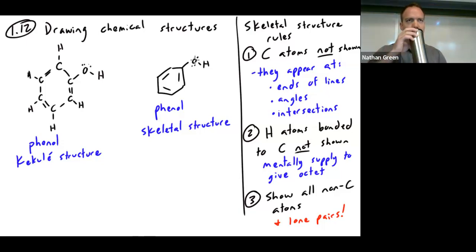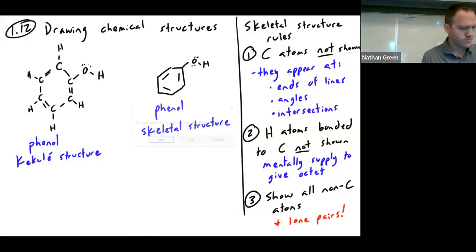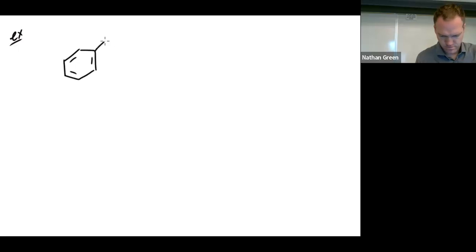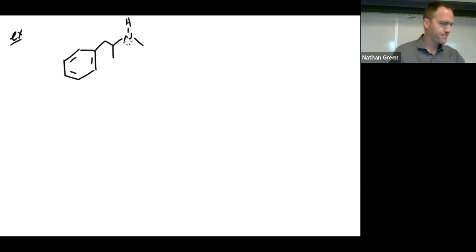I got 3 minutes. Let's do an example. I got to clear this screen. Is that okay? I have to draw the hydrogen on this nitrogen because a skeletal structure must include all non-carbon atoms with hydrogens. I'll put my lone pair there.